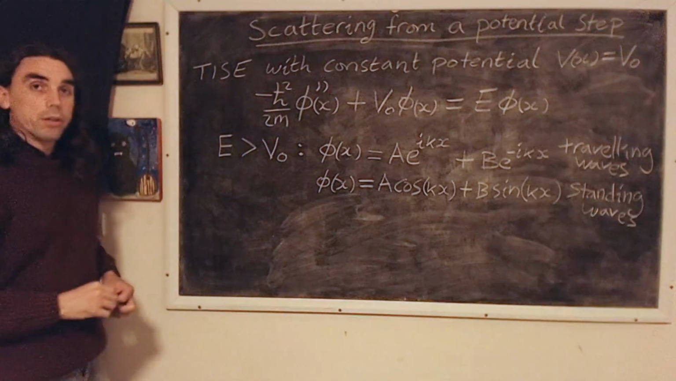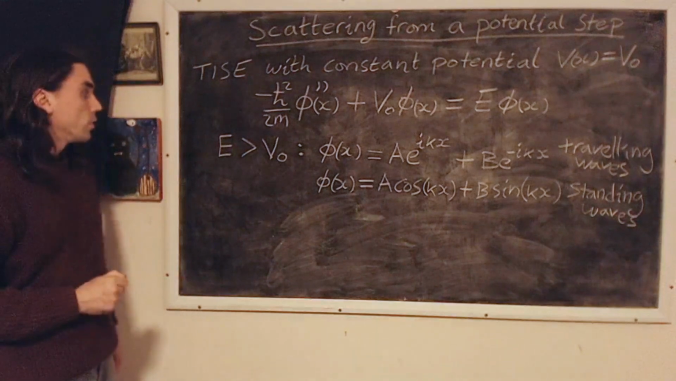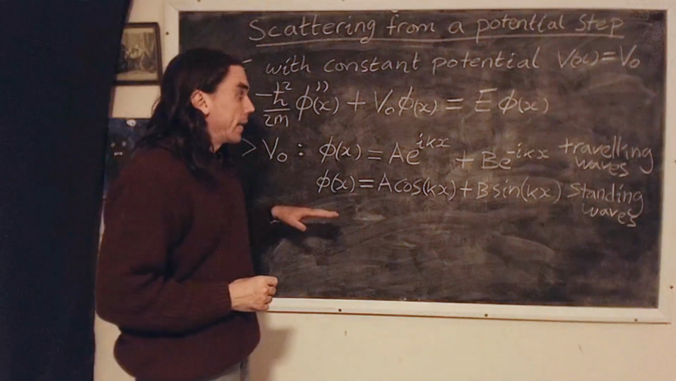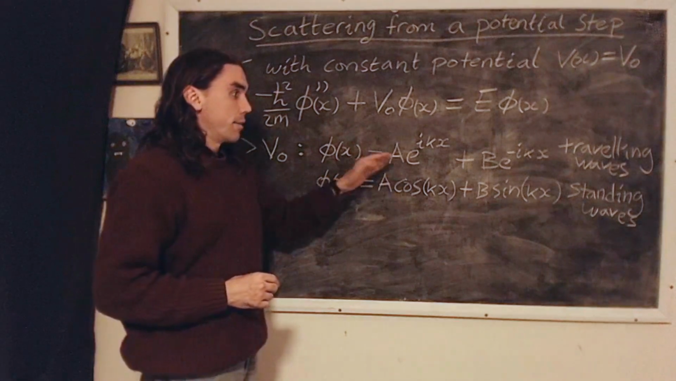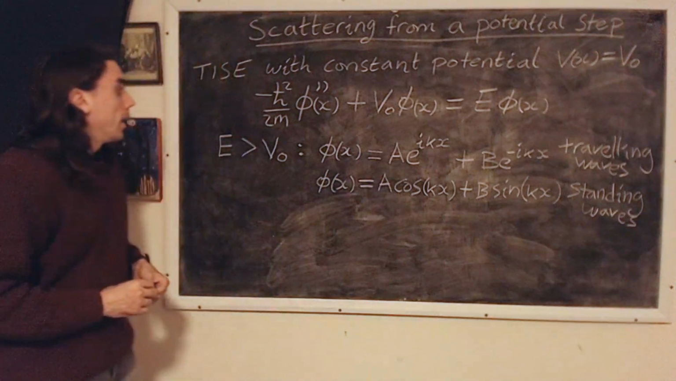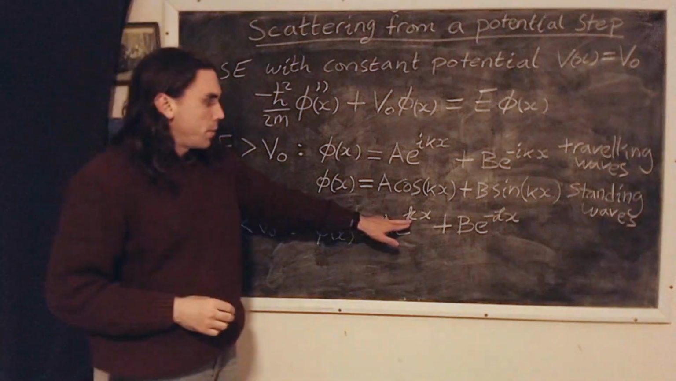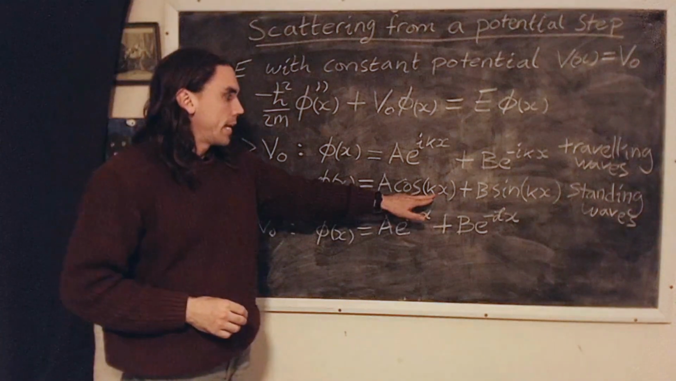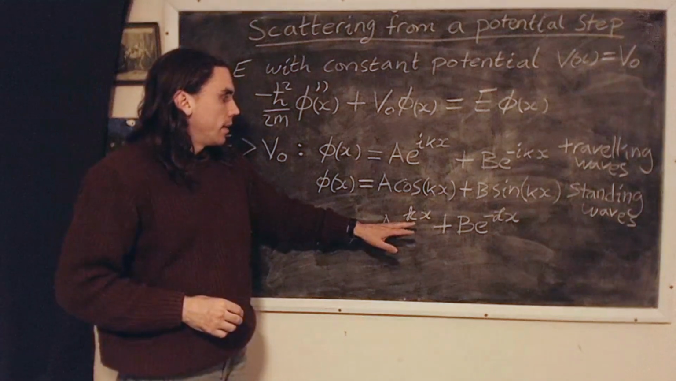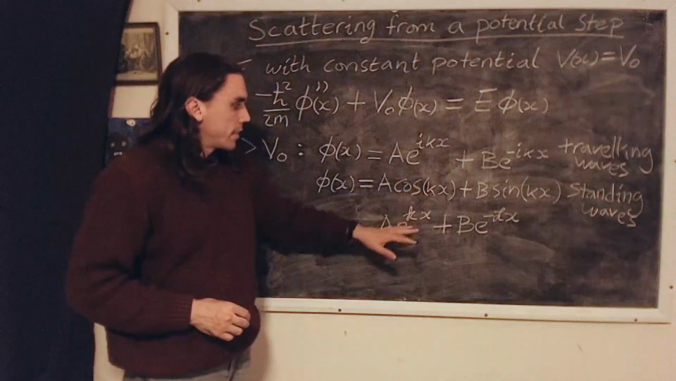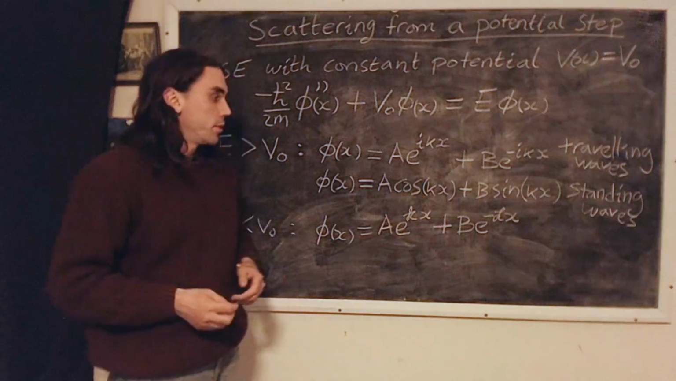Good. Now in the case where E is less than V0, the solutions are going to be exponentially decaying instead of being either travelling or standing. So they take the following form, where kappa here has taken the place of k, and this is so that both k in this case and k in this case and kappa in this case are real numbers.